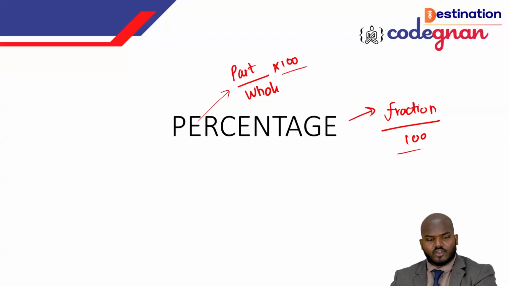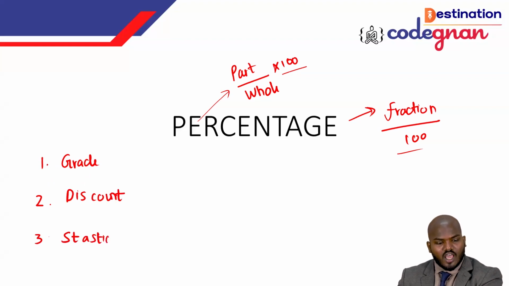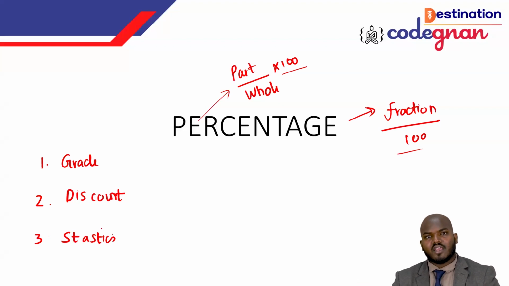Moreover, you must know some particular terminologies inside percentage. That is one of the very important terminologies you must know here. The second thing is discount. The third thing is statistics. Statistics is a very advanced topic and we don't want to go into it here, but you must know what is called grade and discount. And the point is called the 45 percentage.